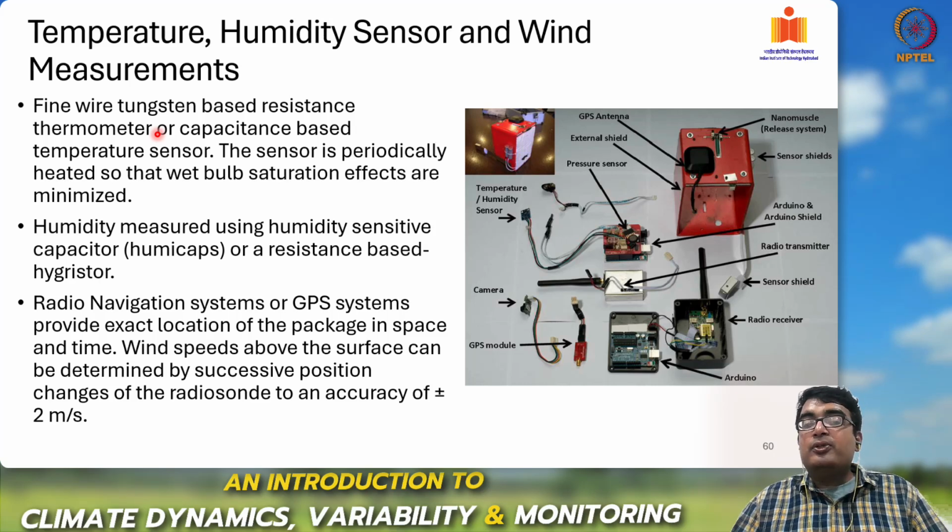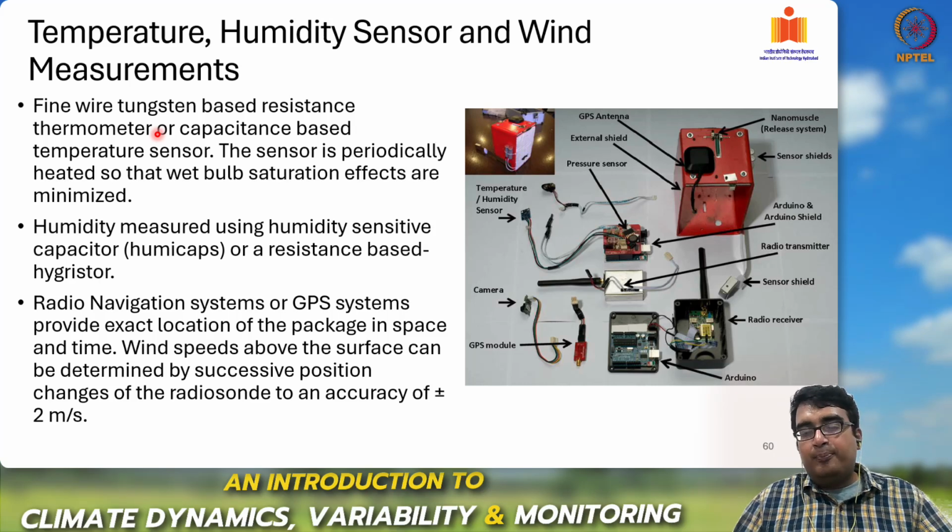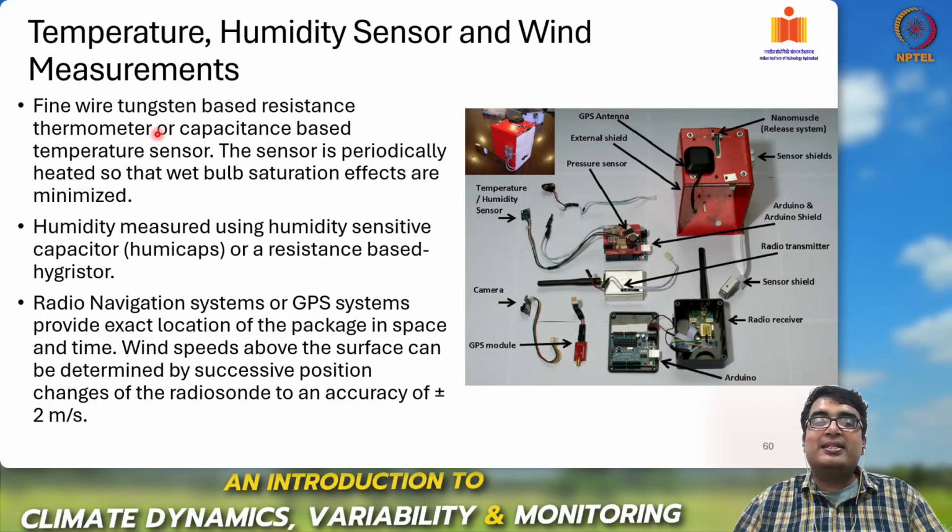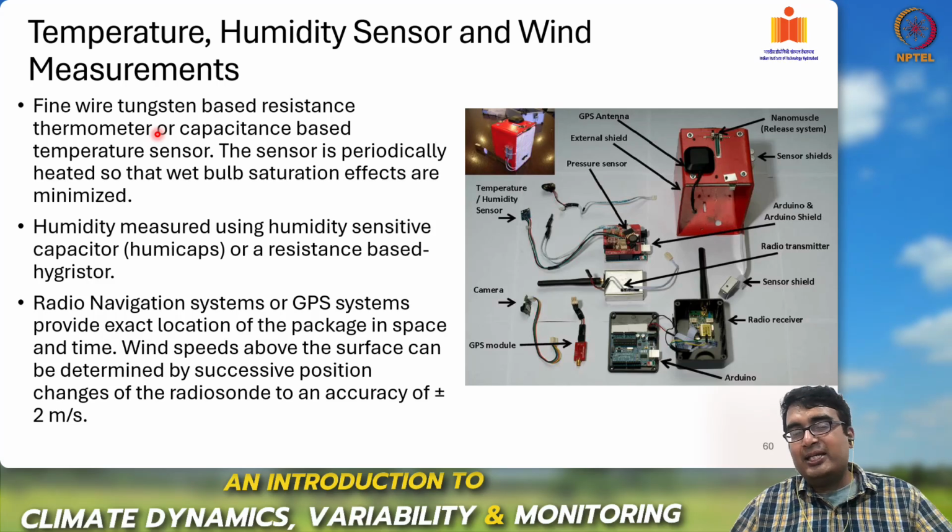Humidity is measured using, again, non-mechanical means, for the digital sensors that are used nowadays in radiosondes. We use a humicap, which is a humidity sensitive capacitor, or a resistance based hygristor. Either humicaps are used, where changes in humidity cause a change in capacitance, as we discussed before, or hygristors, where change in humidity causes a change in resistance.